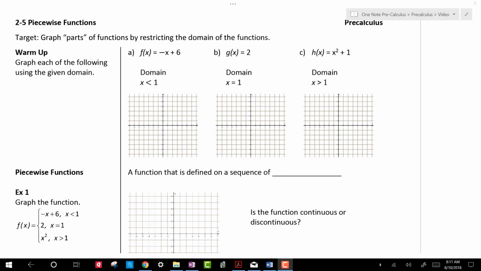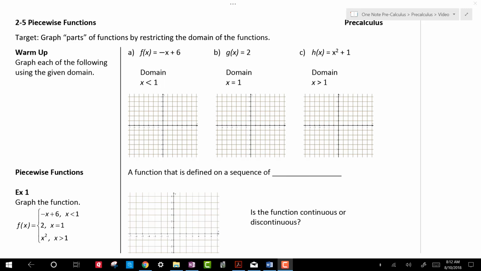Alright, so here we go, lesson 2-5, piecewise functions. We're going to start off with a warm-up, and we're going to graph f of x equals negative x plus 6. This is just a linear equation, but we're going to graph it where x is less than 1. There's a couple of different ways you can do these. You could just graph the whole line and then erase everything back to 1.